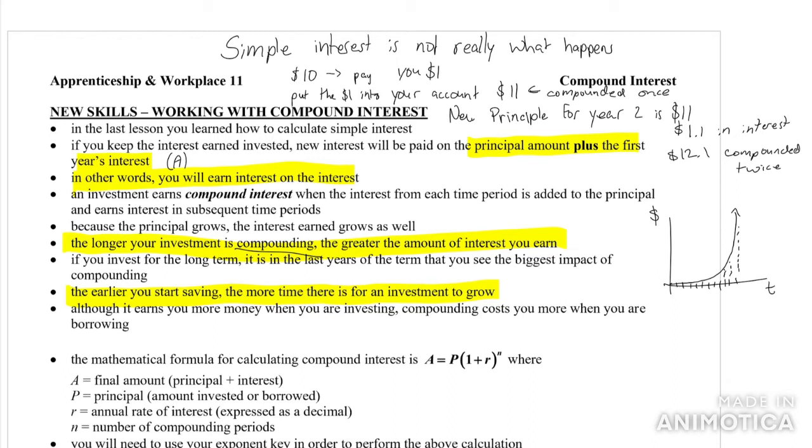So although it earns you more money when you're investing, compounding costs you more when you're borrowing. So conversely, paying things off over a long time is way more expensive. If you're paying, say, off a house, most of your first year's payment is going directly towards the interest owed. So you're only paying off that principal just a little bit.